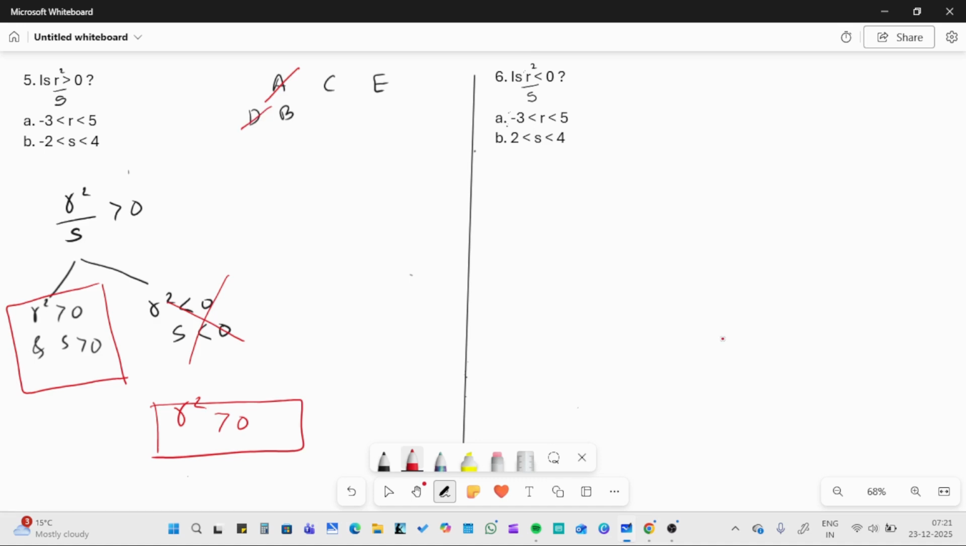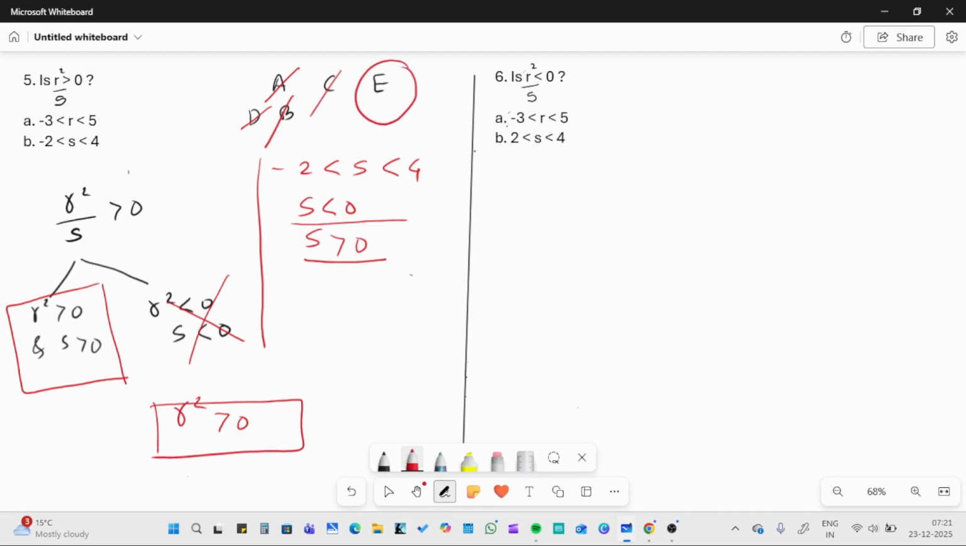Now look at the second possibility. The second possibility says that s is anywhere between minus 2 to plus 4. Now there are some possible numbers here for s which are negative and some which are positive. That means for certain numbers the fraction is going to be negative, and for the positive values of s the fraction will be positive. Do we have a definite answer? No. Together, no help. Hence in this case the answer is going to be E.